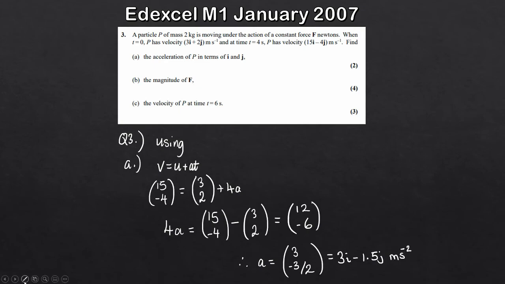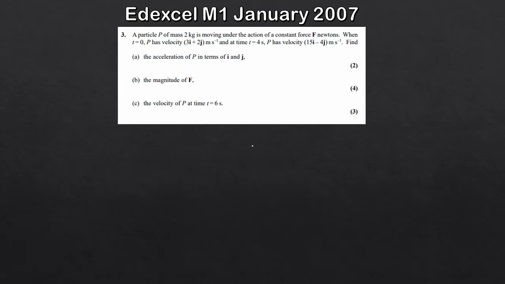Part B then. So we want to work out the magnitude of F. Again, we're looking for the force here, so I'm going to use Newton's second law again, F equals ma. So F is equal to the mass, which we're told in the question is 2 kilograms, times the acceleration, which we've just worked out, so that's 3i minus 1.5j. If you multiply 3 by 2, you get 6. If you multiply minus 1.5 by 2, you get minus 3. So it's 6i minus 3j newtons.